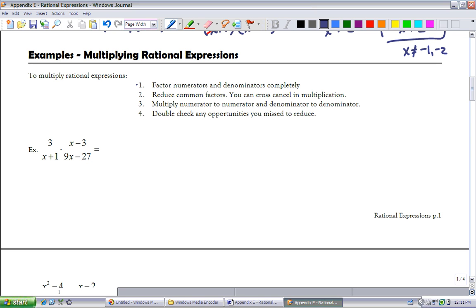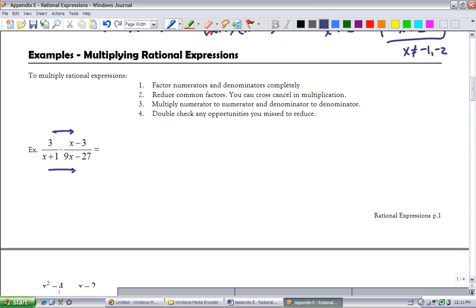Alright, multiplying rational expressions. Multiplying is probably the easiest operation with rational expressions. What we're going to do is factor the numerators and the denominators. We're going to reduce anything before we multiply if it can be reduced. You need to understand that because in step 3 here we multiply the numerator to the numerator, in other words, we're going to end up multiplying straight across here.